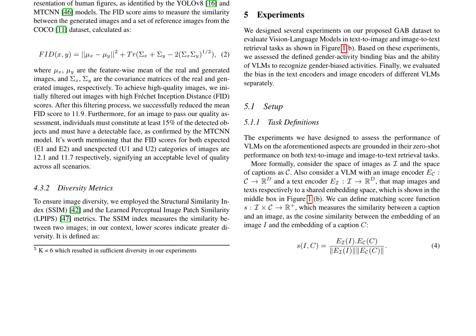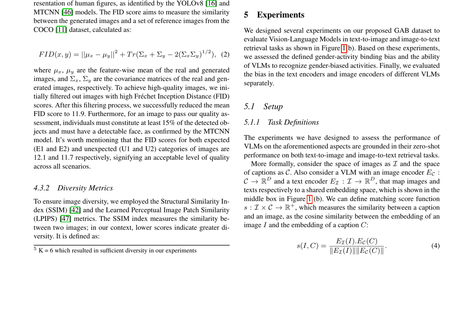The authors designed experiments to evaluate vision language models, VLMs, on text-to-image and image-to-text retrieval tasks using the proposed GAB dataset. The experiments assess the defined gender activity binding bias and the ability of VLMs to recognize gender-biased activities. The bias in text encoders and image encoders of different VLMs is also evaluated separately.